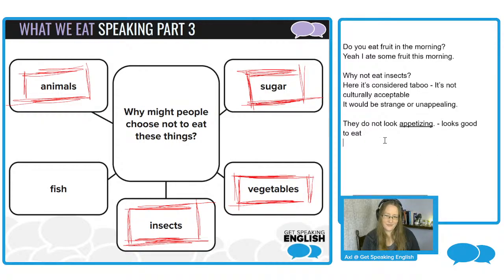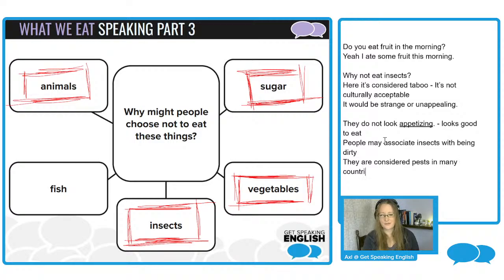Yeah, and a lot of people too associate insects with being, you know, dirty, right? Or they're also often considered pests. Pests in many countries, right? Well, just in general, right? I wouldn't say in many countries. I would say everywhere. Insects are considered pests, right? So a pest is something that, you know, bothers you. That bothers you, is maybe destructive or annoying, you know? Yeah.